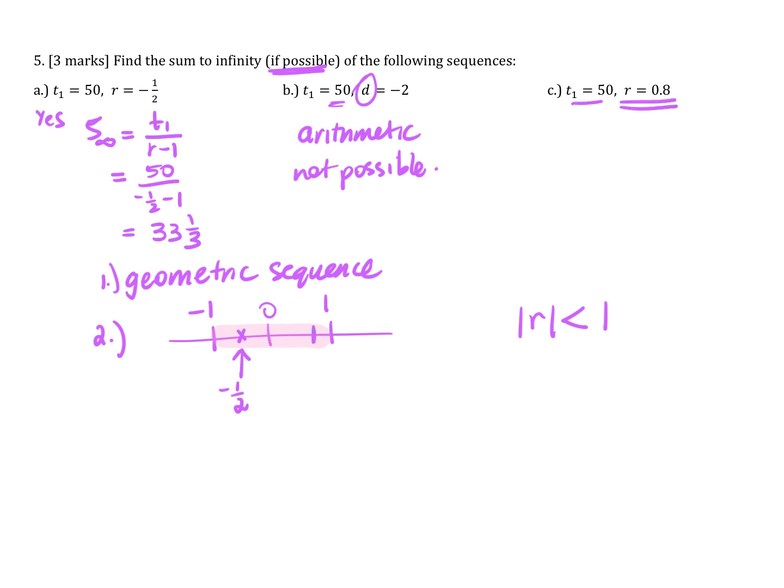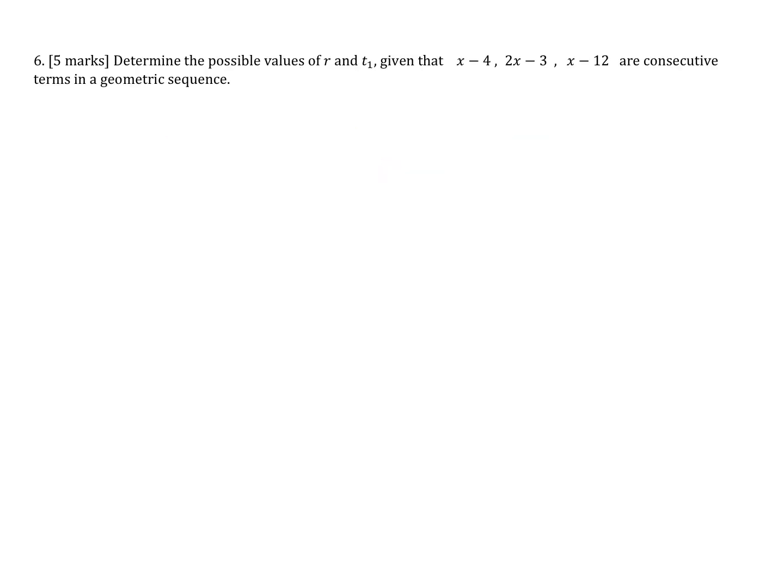Well, 0.8 is about there. Is that within the range? Yes, it is. So we just use our formula. The sum to infinity is term 1 over 1 minus r, which is 250. 1 mark for each of those.